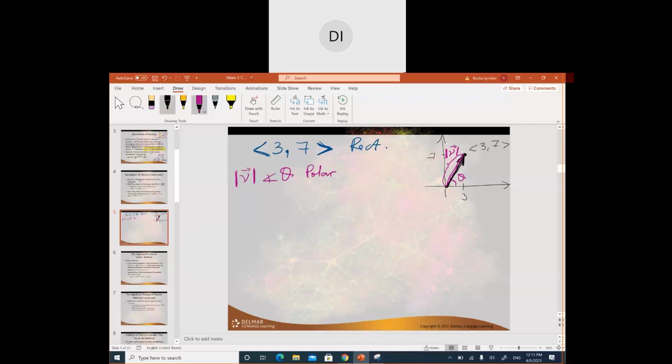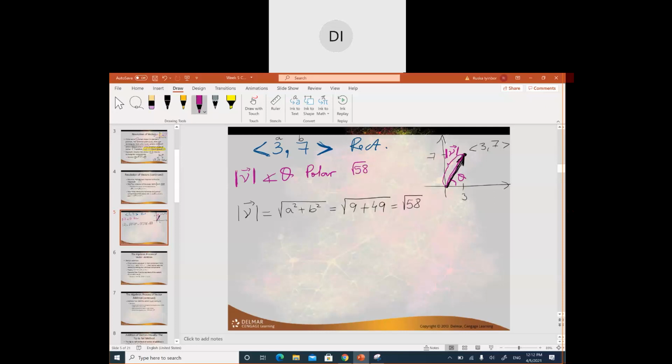Now how am I going to find the polar? I'm going to use the absolute value, the magnitude, or the r, the distance. It's going to be the square root of, if this is A and this is B, I'm just going to write it as a formula: A squared plus B squared. That's the formula, or you can use the Pythagorean theorem here. It's going to be the square root of 3 squared, which is 9, plus 7 squared, which is 49, so the square root of 58. So that's my magnitude. In polar coordinates, I'm going to have the square root of 58.